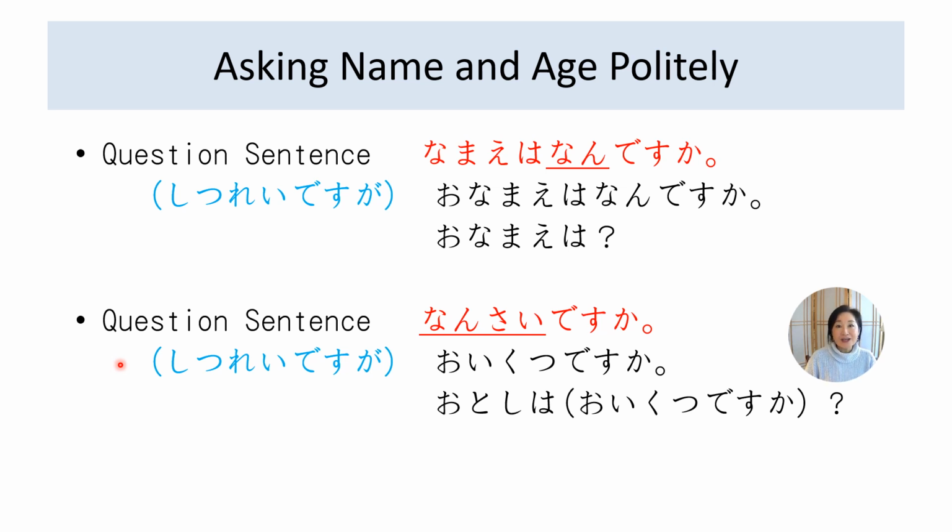失礼ですが、おいくつですか? 失礼ですが、おいくつですか? That's a very good way to ask ages to elderly people. You can also use this word, 年, which is age, and add o here, and then say お年は or お年はおいくつですか? You can combine these two phrases to ask ages politely as well.